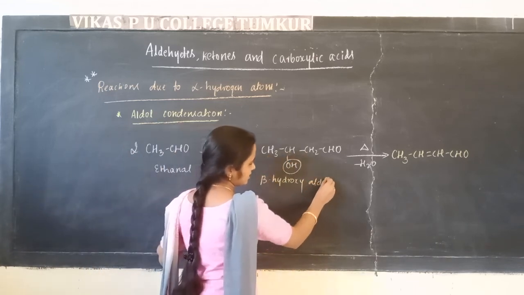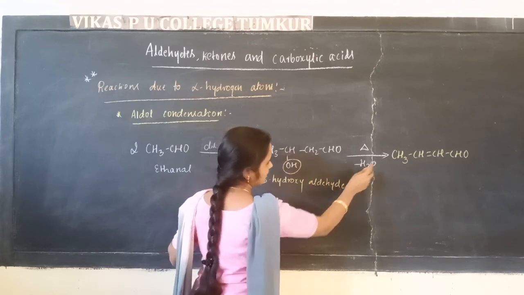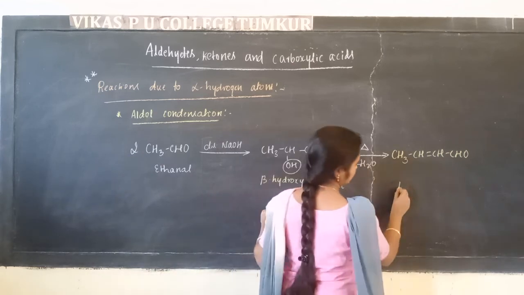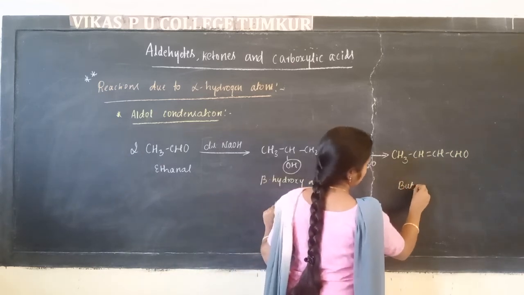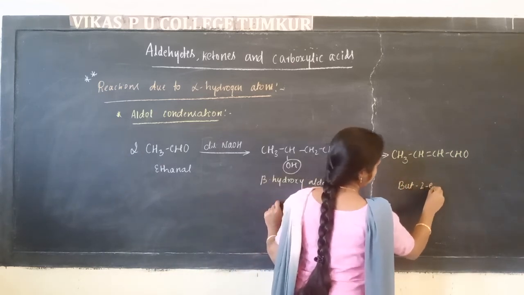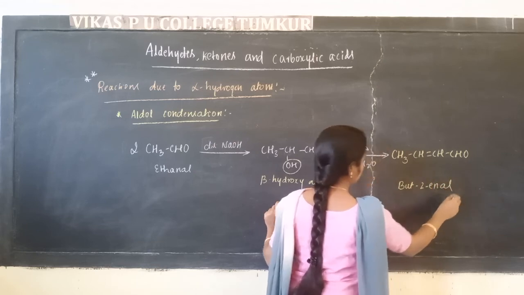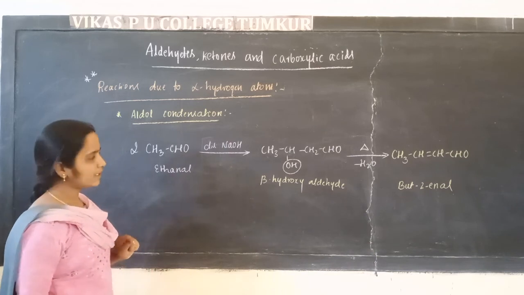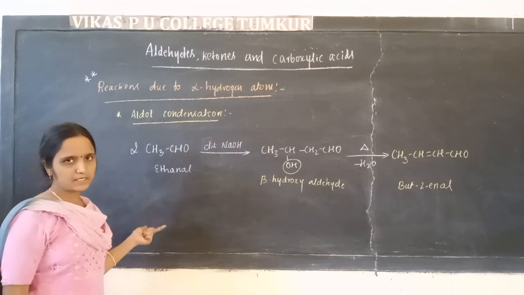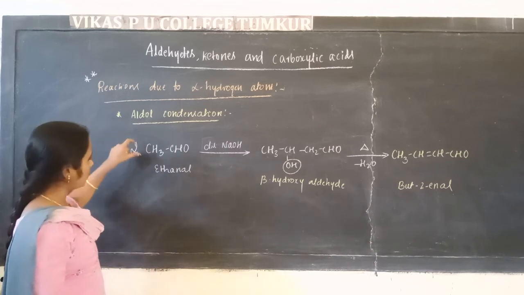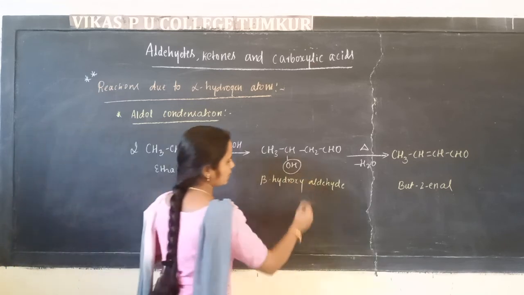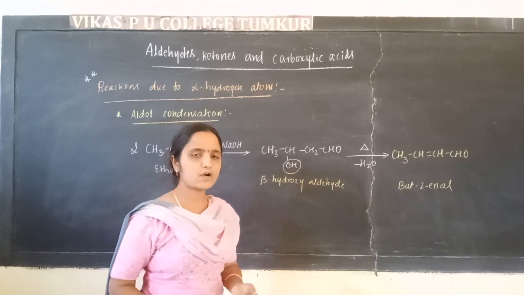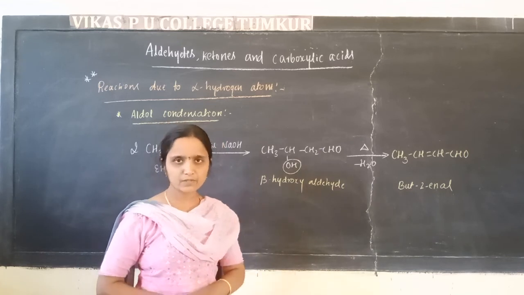We can generally represent it as aldehyde. The name of this compound is but-2-enal. Like this we can also see ketol condensation. The name of this beta hydroxy aldehyde we call aldol.